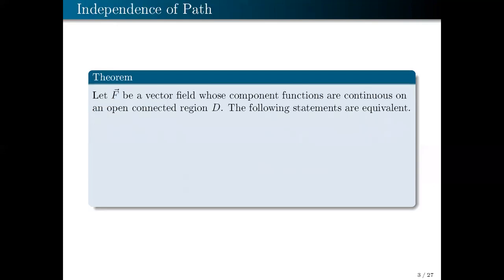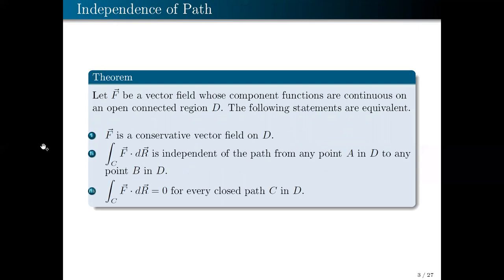Another will be this one, the concept of independence of path. Here we have a vector field f whose component functions are continuous on an open connected region B. Then the following statements are equivalent. All right, we know how to check if a vector field is conservative. We will be reviewing that in a while. So if we prove that f is conservative, then the line integral of f dot dr along any curve C will be the same, regardless of the path C connecting the initial point A and a terminal point B lying in the region B. Okay?